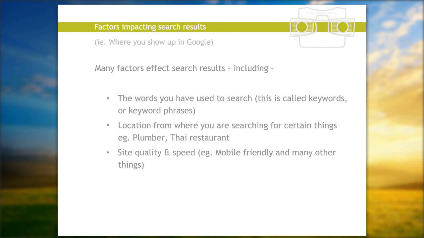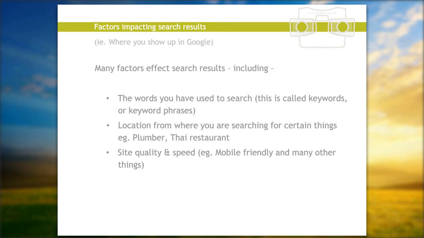Location, which is from, if I'm typing in plumber, then Google will guess that I'm actually doing a local search, and when you offer local services, that's when it's particularly important that you've got a Google My Business listing as well. And it makes sense that Google would assume that if I'm typing in plumber, I'm not looking for a plumber in Sydney or in New York, but that I'm looking for one that's close to my location. Same with food places.